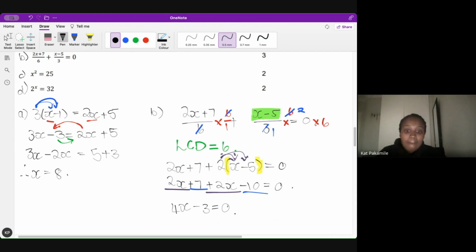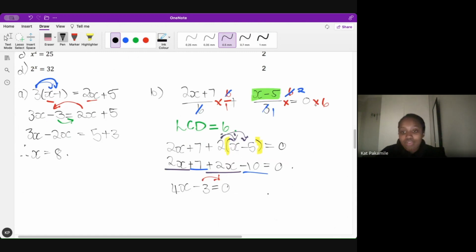All right. Now, I'm going to get rid of this 3 because I don't want it on the same side as my x. And when 3 goes over, what sign will 3 have? When 3 goes over, it will have a positive. So then I will have 4x is equal to 3. And how do I get rid of my 4 in front of the x?